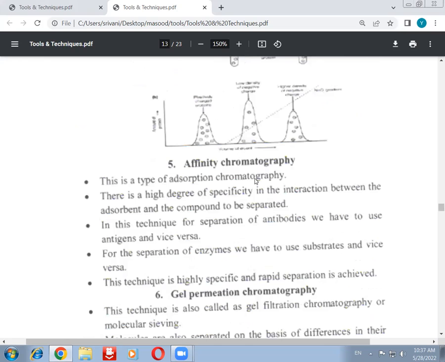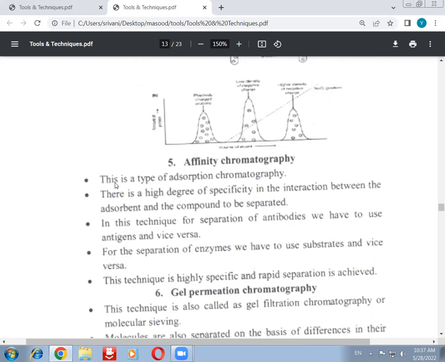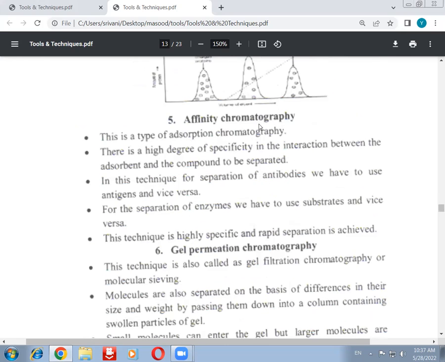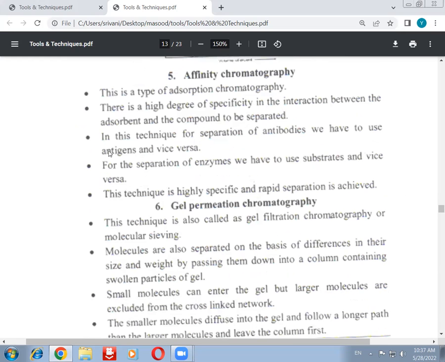Next, affinity chromatography. This is the fifth technique. This is a type of adsorption chromatography. There is a high degree of specificity in the interaction between the adsorbent and the compound to be separated. In this technique, for separation of antibodies we have to use antigens and vice versa. Overall, affinity chromatography is a technique for separation of antibodies.